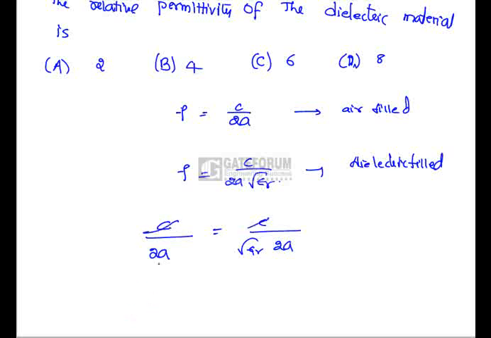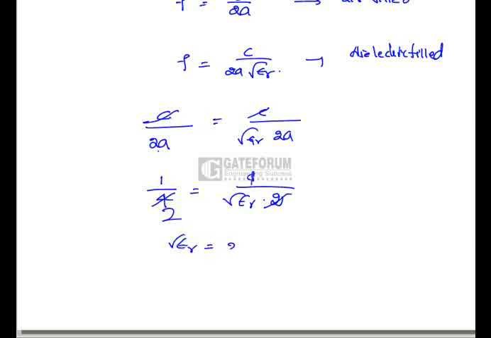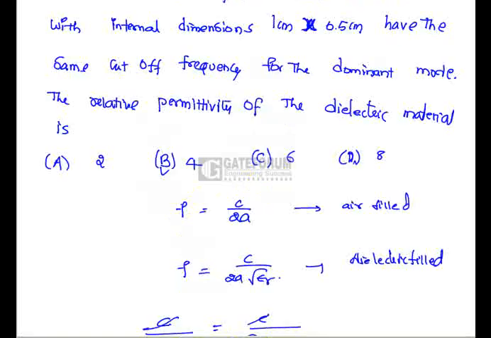C gets cancelled. Here A in the air filled is 2 centimeters. That is 1 by 4 C, 1 by epsilon r. In case of dielectric filled, the broader dimension is 1 centimeter. Hence it is equals to 2. So 2 root epsilon r equals to 2. Epsilon r equals to 4. Hence option B is correct.